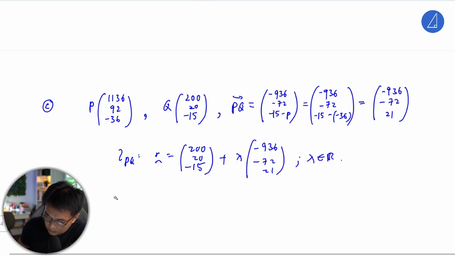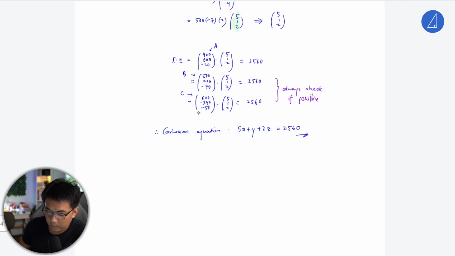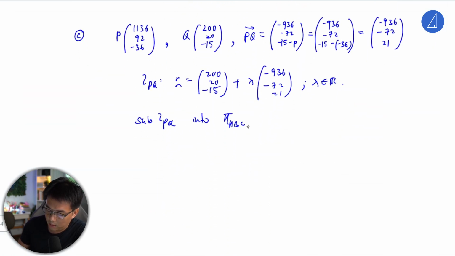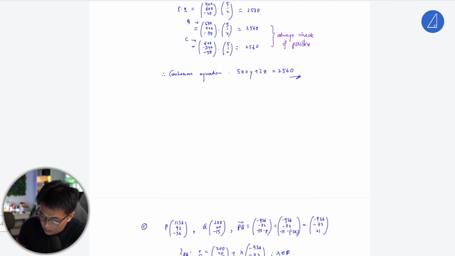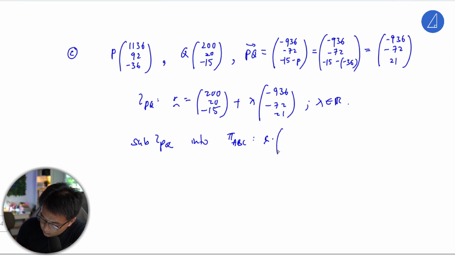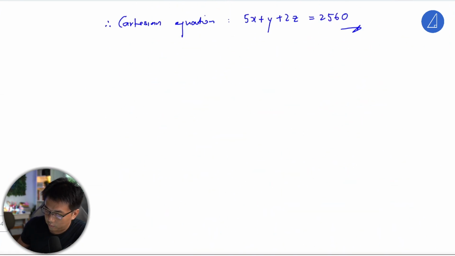So what I'm going to do is just substitute L PQ into the plane ABC, which is what we found just now. Okay, so that's it. Just replace it into the plane ABC, the scalar product r dot 512 equals 2560.